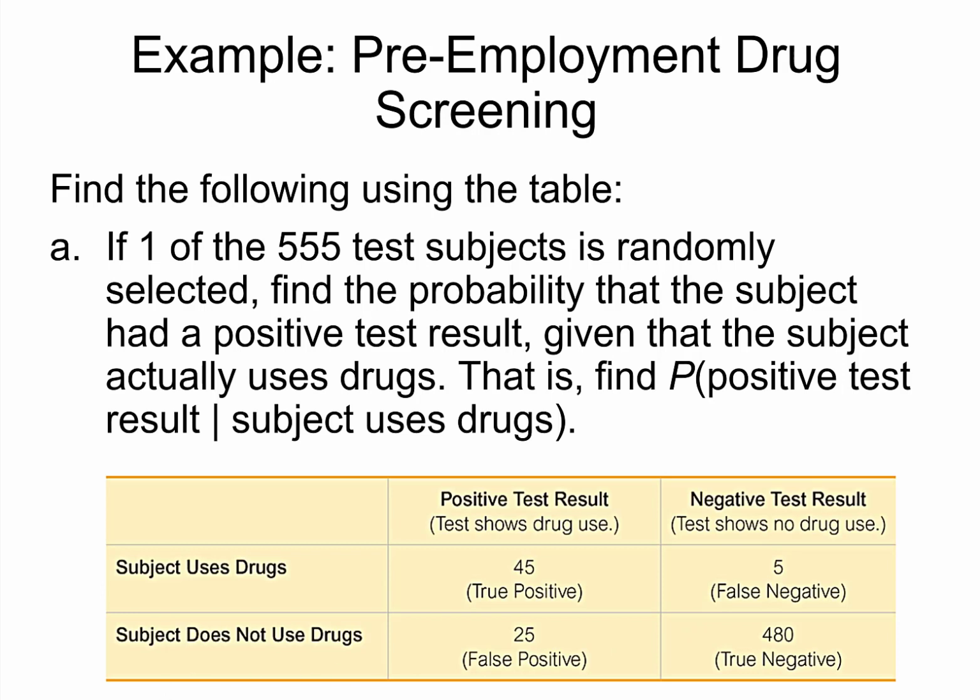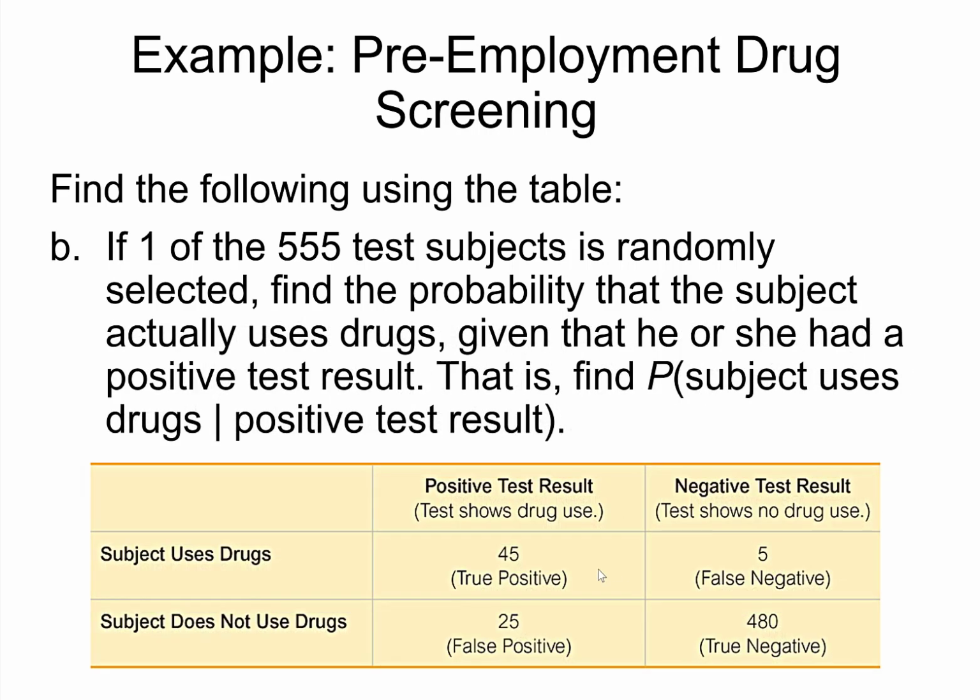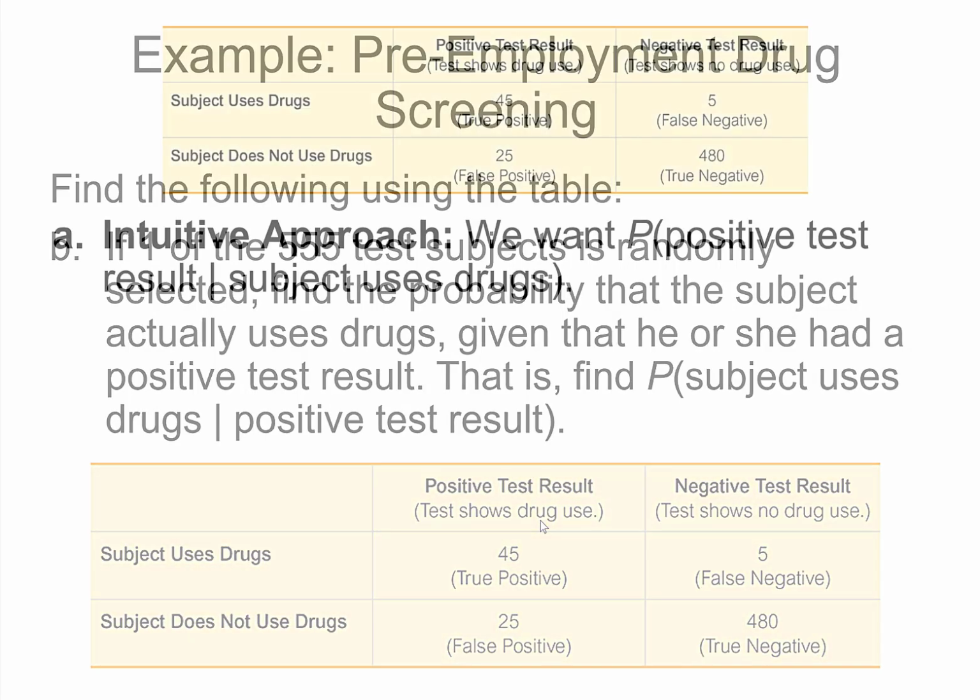And so we notice here using drugs is the first row of the table, and there's 50 of those, and 45 of those had a positive result. And then the second part of it is going to be finding the probability that they use drugs given a positive test result, which means we're going to deal with a column of positive results, which is 70, and how many of those had used drugs was 45, and that's going to be the conditional probability.